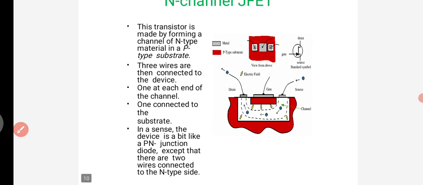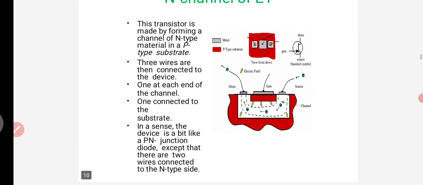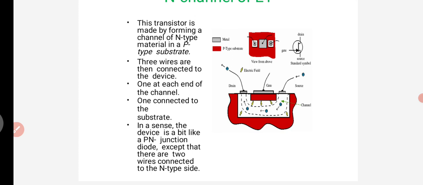This transistor is made by forming a channel of N-type material in a P-type substrate. Three wires are then connected to the device, one at each end of the channel, one connected to the substrate. In a sense, the device is a bit like a PN junction diode, except that there are two wires connected to the N-type side. So this formation is just like a PN junction diode, but the only exception is that there are two wires connected to the N-type side. That is, the channel will be connected to the two wires.